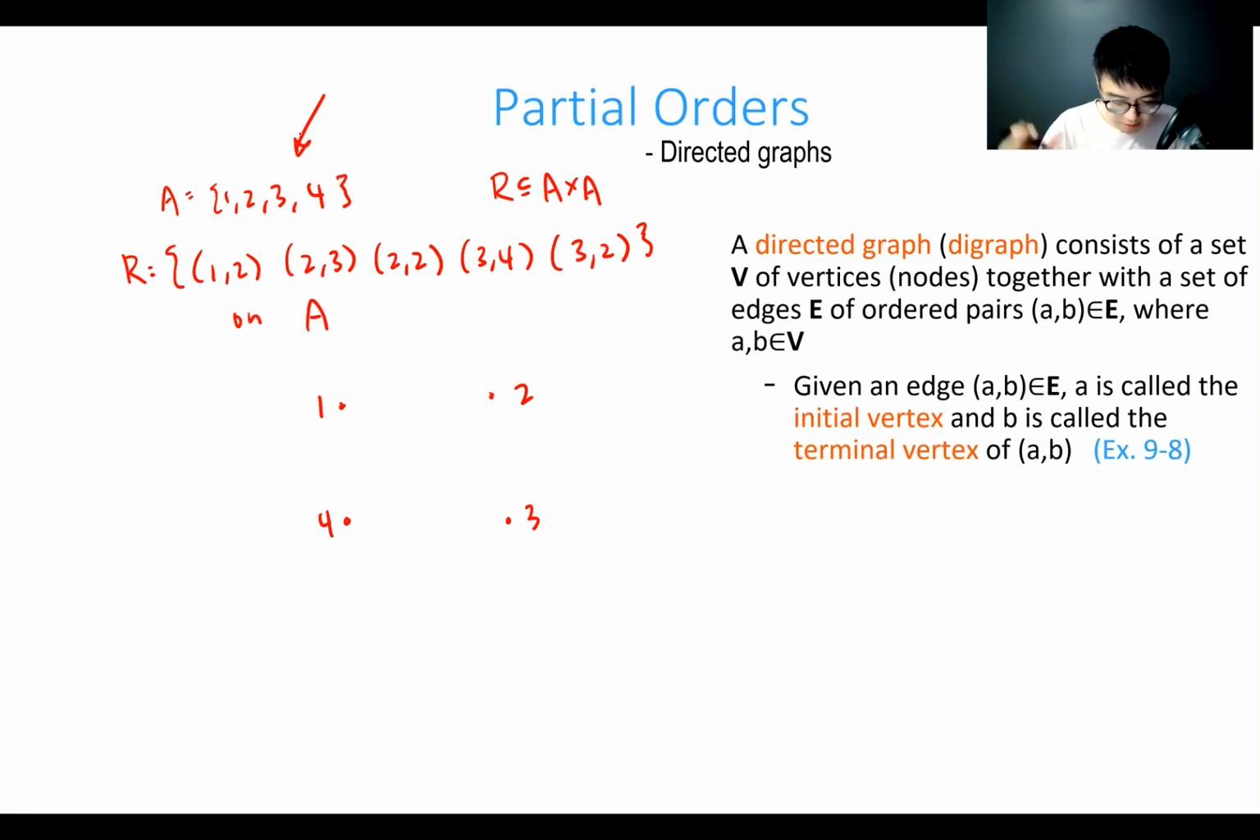Now, when we see a relationship XY, that means there's an arrow pointing from X to Y. So for example, I see 1, 2. I'm going to draw an arrow from 1 to 2. I see a 2, 3. I'm going to draw an arrow from 2 to 3.